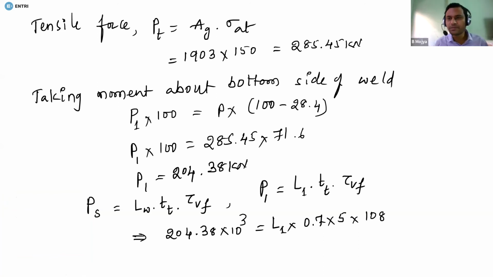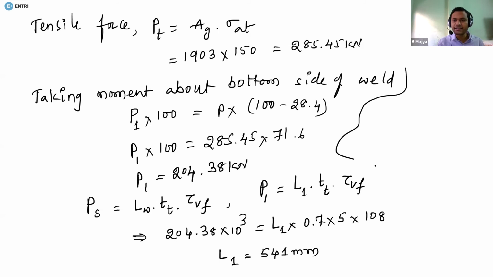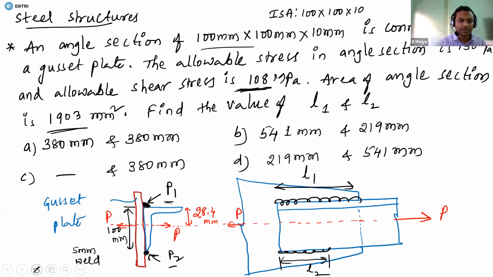Now you need to simplify this equation so that you get the value of L1. Operate the calculator and I guess you will get approximately 541 millimeters. So after getting L1, you can decide the option, because there was only one option having L1 as 541 millimeters. If you look at option B, L1 is given as 541 millimeters. So obviously L2 you will get as 219 millimeters.